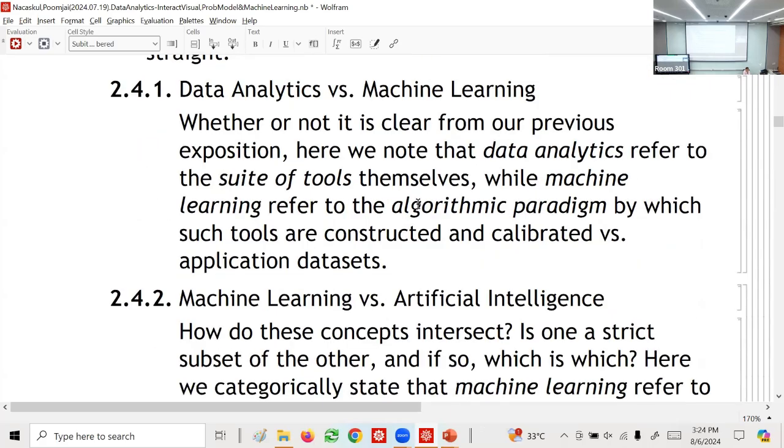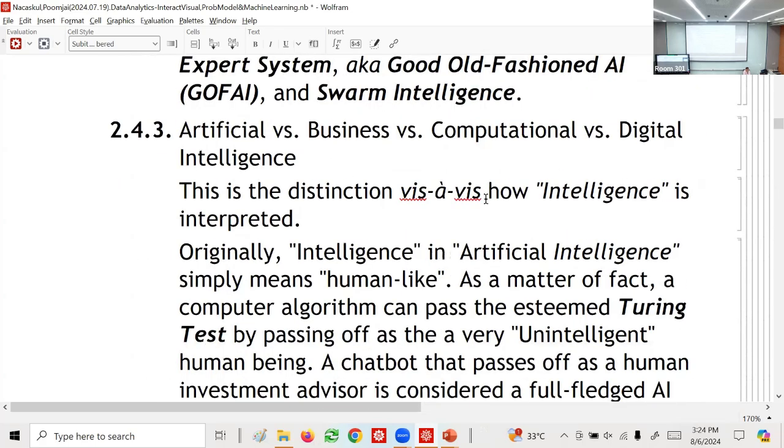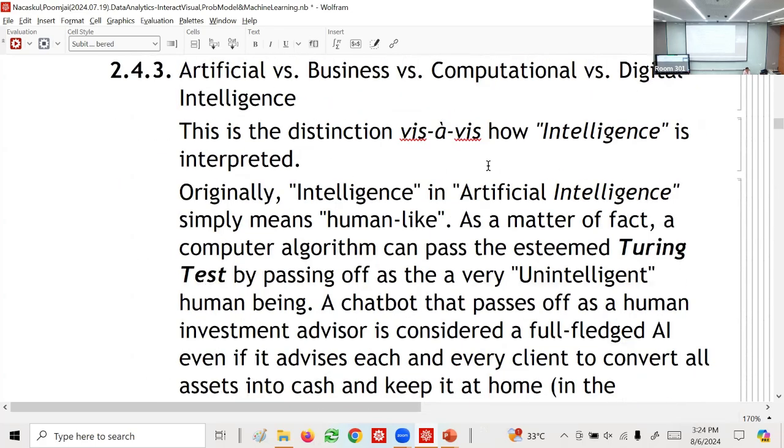And this is data analytics versus machine learning. I do spend a lot of time on this, and in fact, we'll talk a little bit about that. And the concept of artificial intelligence, computational intelligence, digital intelligence, this is worth knowing. Right? Again, starting from AI inspiration, intelligence in that sense just means human-like, right?